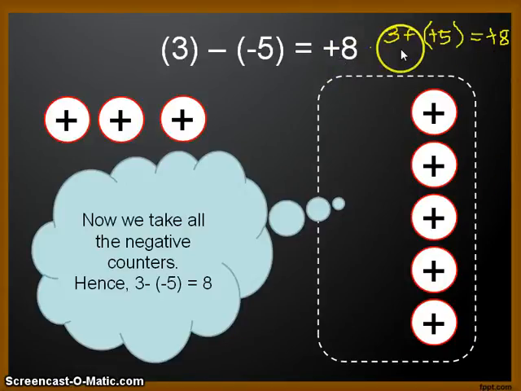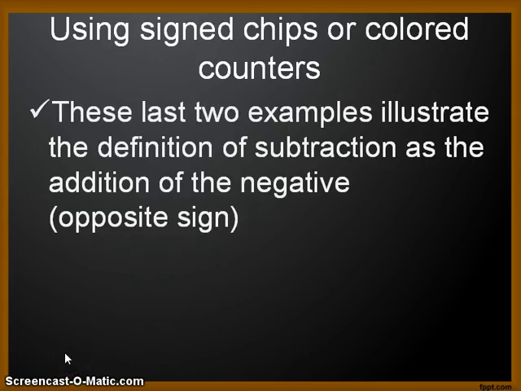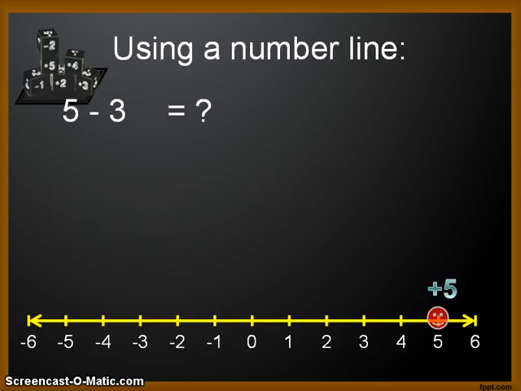Or it means that we have to proceed with addition. So that is 3 plus positive 5, that is positive 8. So the last 2 examples illustrate the definition of subtraction as the addition of the negative or the opposite sign. Now let us use the number line in subtracting integers.